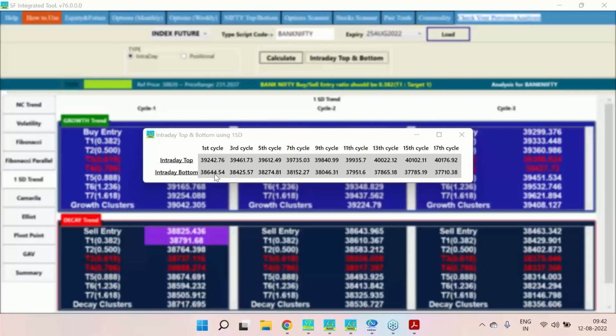If the trend continues and volatility is high, it will achieve the 5th or 7th cycle. So for the day, the intraday top is 39,242, and these are the third and fifth cycles.